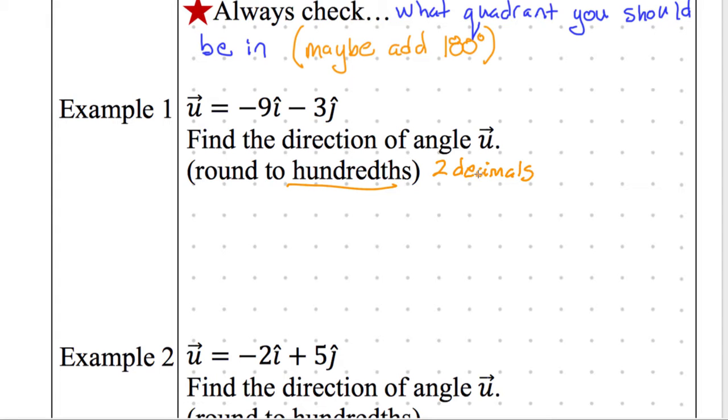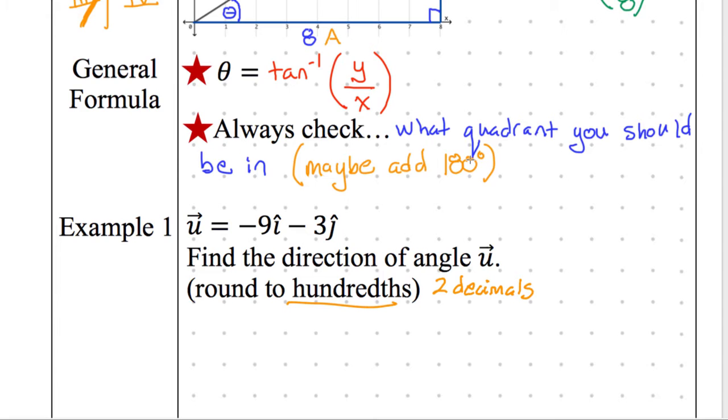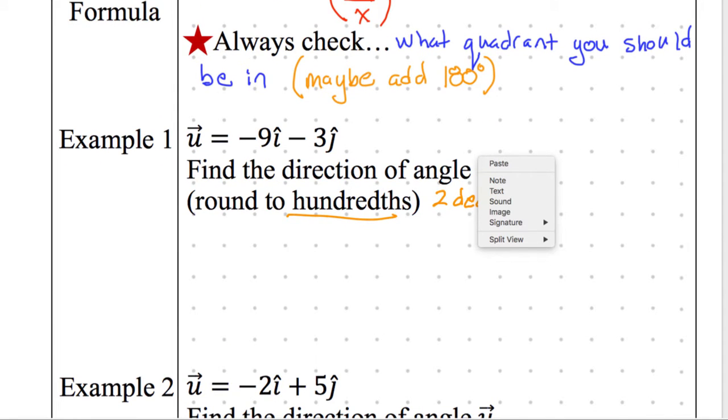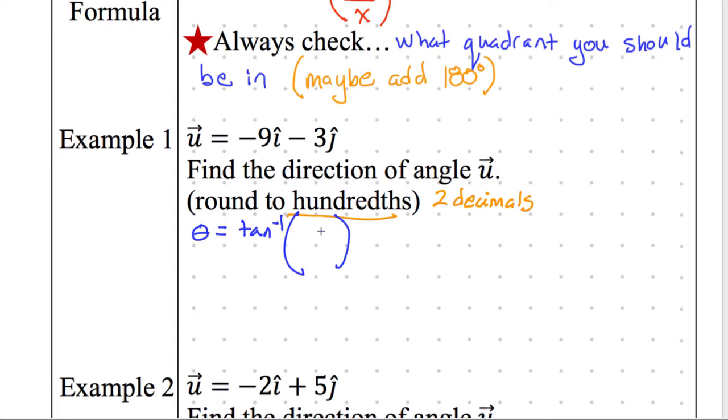All right, so what am I going to do? We have our formula. Let's use our formula. You can even rewrite the formula or fill it in immediately. So I know my theta is going to be equal to arctan of what? Arctan of what over what? Negative 3 over negative 9. I agree. It's the y component over the x component. That's the same thing as 3 over 9, or 1 over 3, if I reduce it all, because a negative divided by negative is a positive. But I don't need to do that.